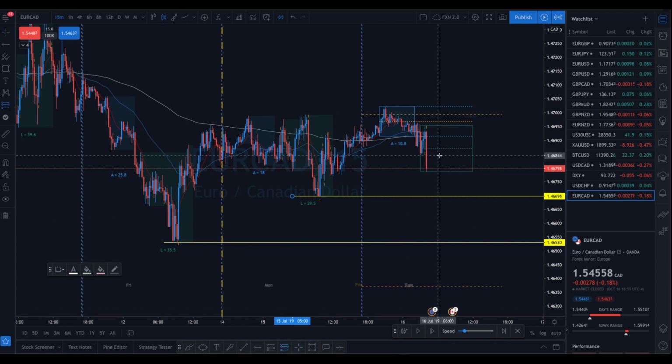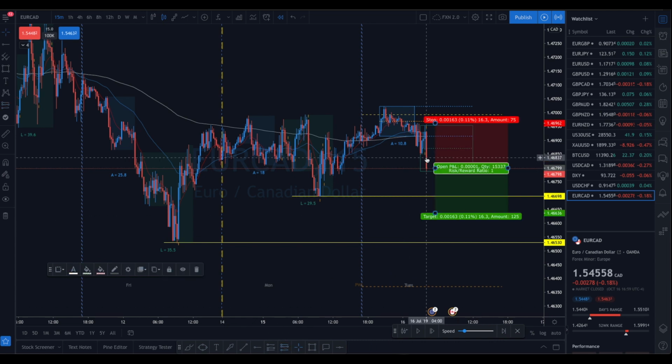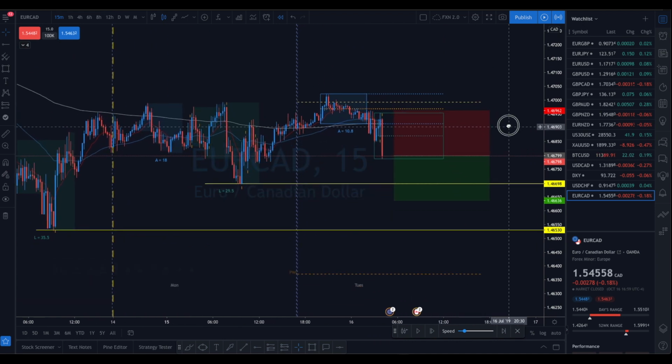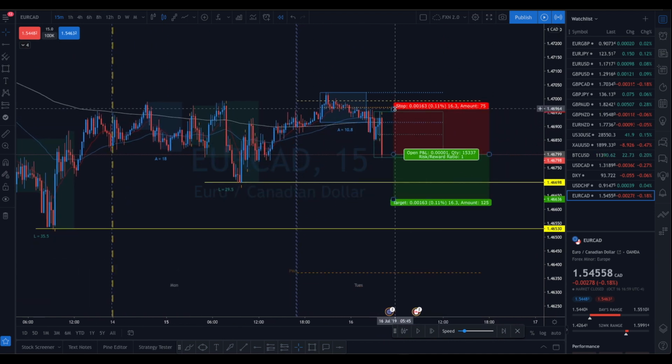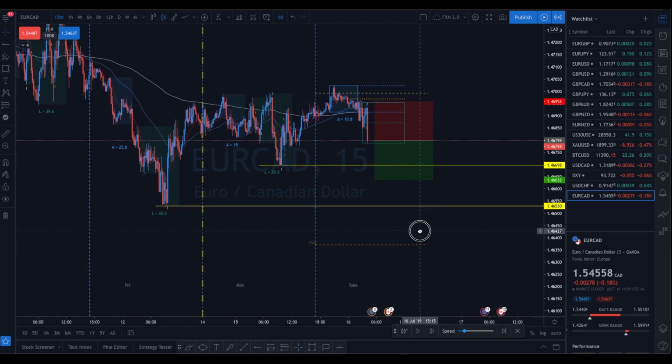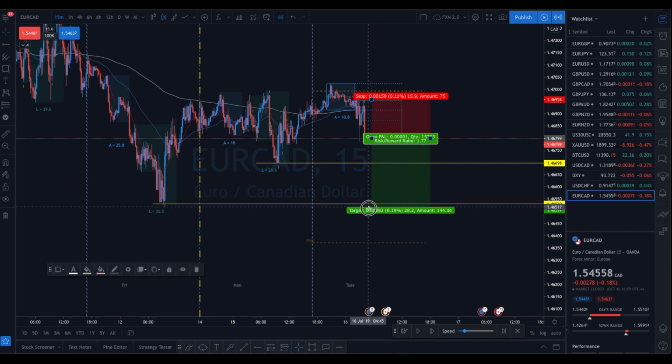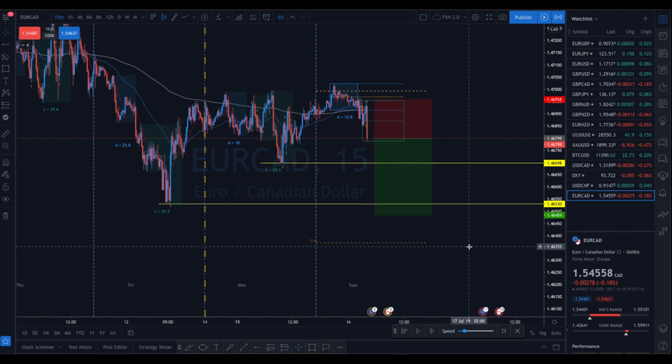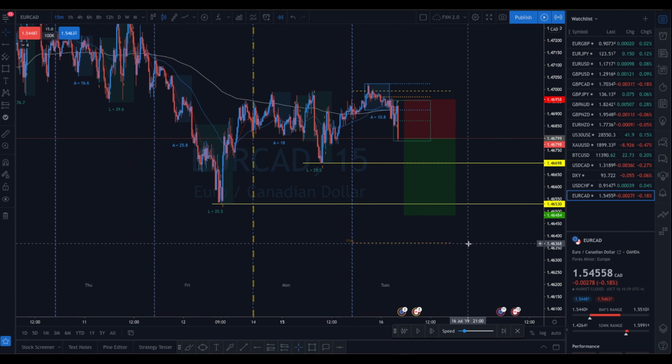Again, it looks like a big candle, but it's only 15 pips out. Okay, so to make this worthwhile, a 2-to-1 risk reward ratio, essentially you're looking at somewhere like that. So that would be the trade setup.